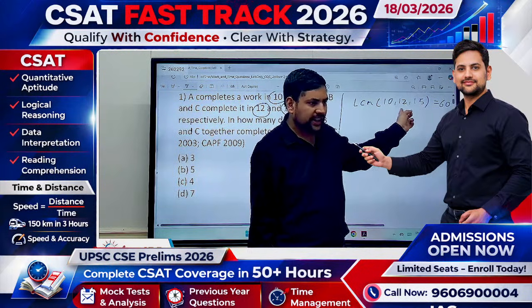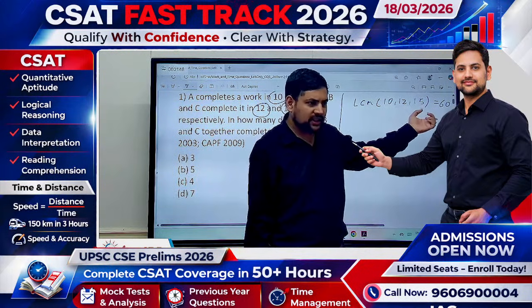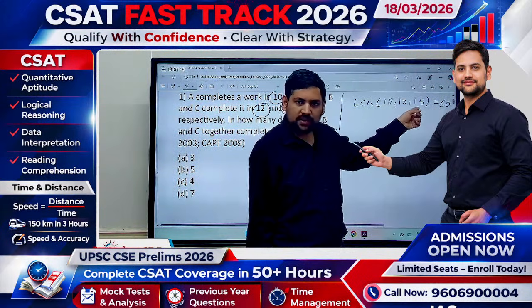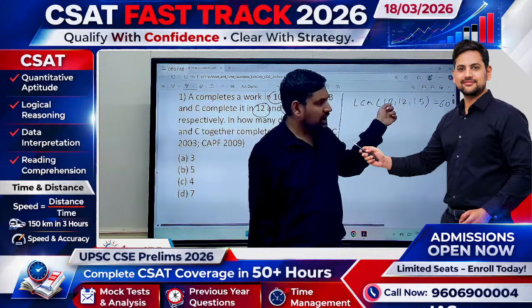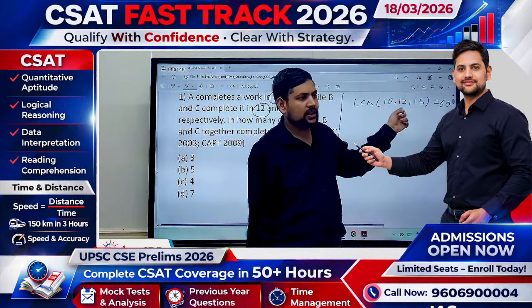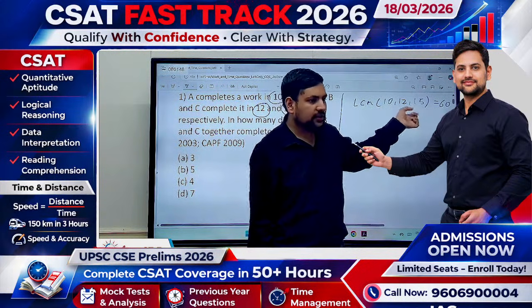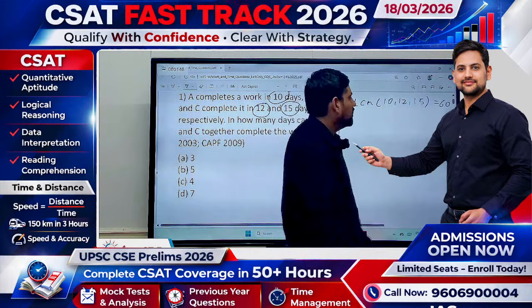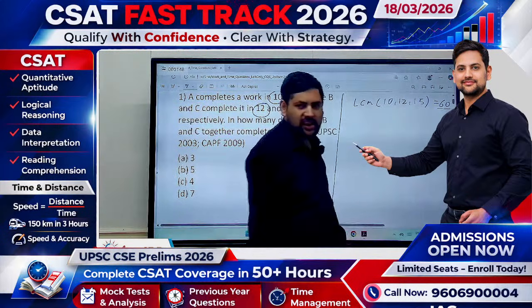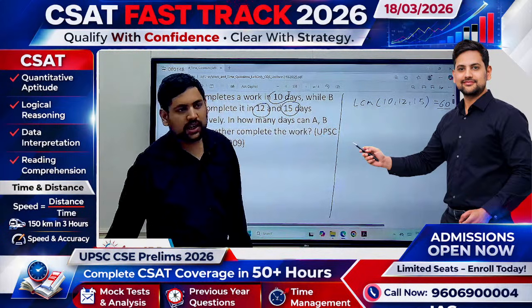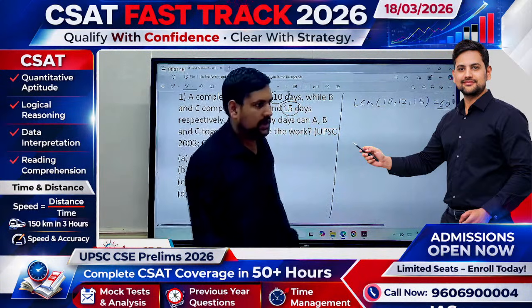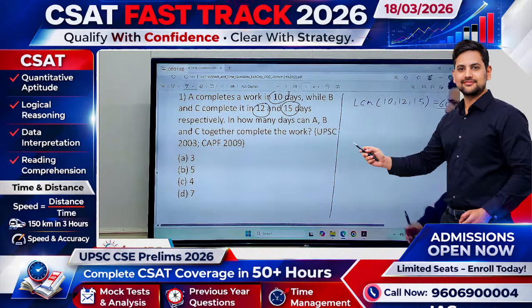15, of course, not divided by these two. 30, not divided by these two. 45, similarly, not divided by 12, even number. Next is 60. 60 is divisible by 10 and 12 both. Also, of course, because you're doing it by the table of 15, it is divisible by 15 also. So you get to the LCM of 60. LCM anyway, we learn in number system. Okay, so 10, 12, and 15, LCM becomes 60. Now, so 60 is the total units of work.